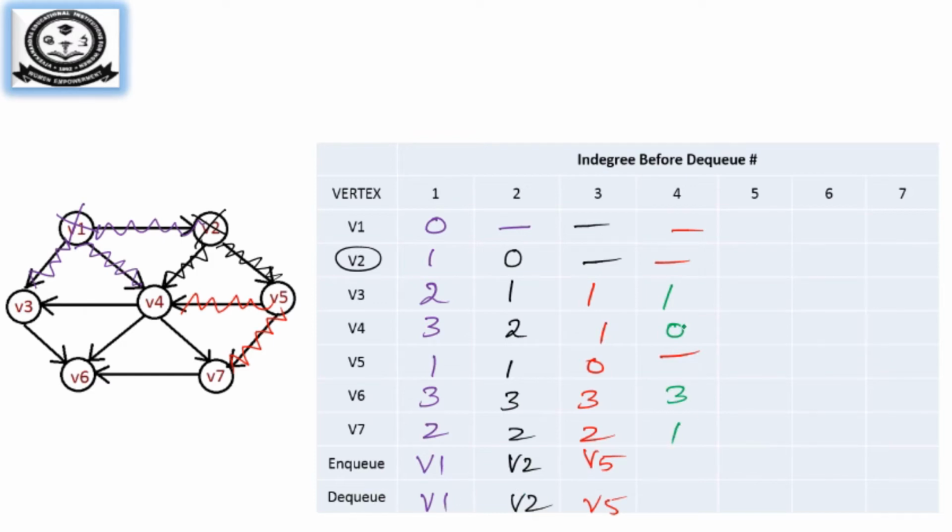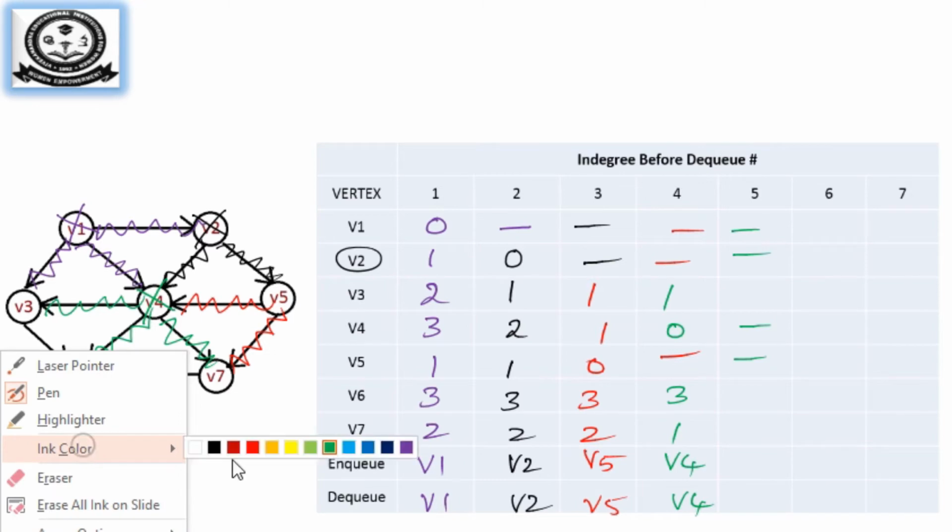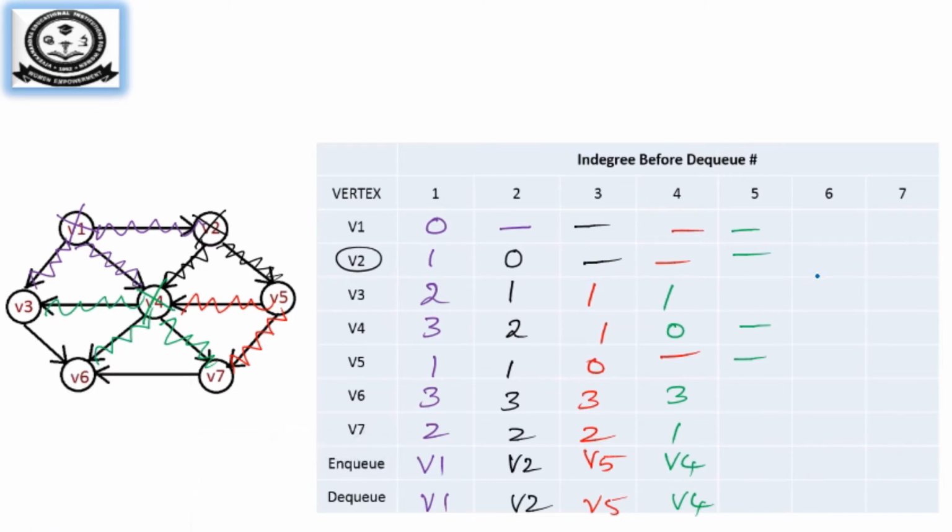Now it is very clear that V4 has to be pushed, so we will have V4 added to the order. We will remove all the edges along with V4. Now let us update the in-degrees. So now V3 is 0, V6 is 2, V7 is 0.